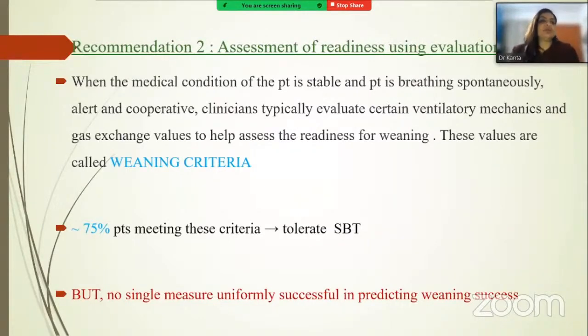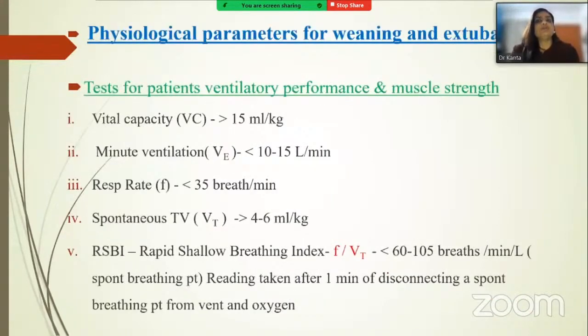These values are known as weaning criteria, and 75% of the patients who meet these criteria tolerate a spontaneous breath test. But no single measure is uniformly successful in predicting weaning success. So what are the physiological parameters which are required for weaning and extubation? First of all, we need to test the patient for his ventilatory performance and muscle strength.